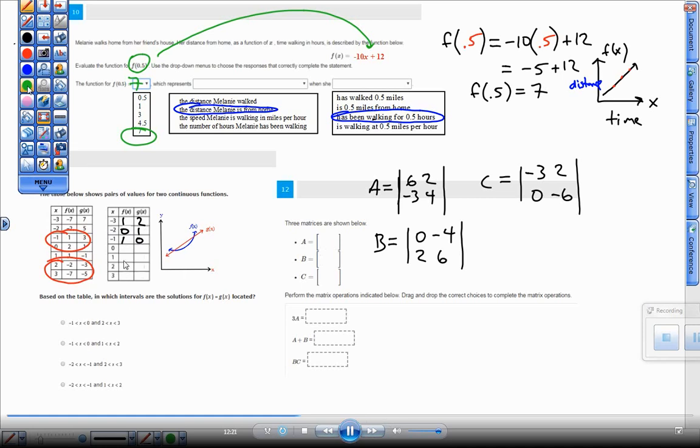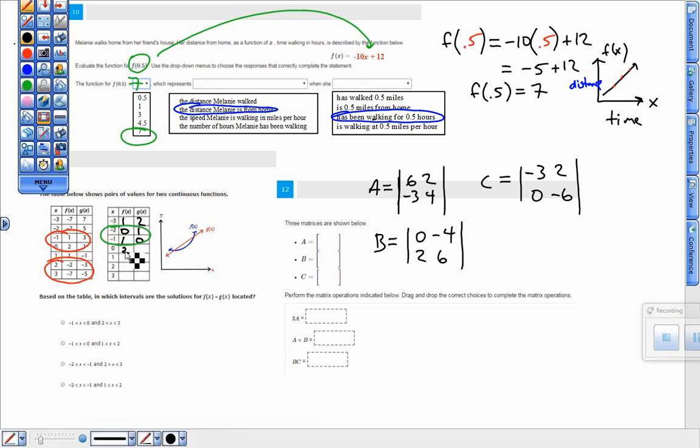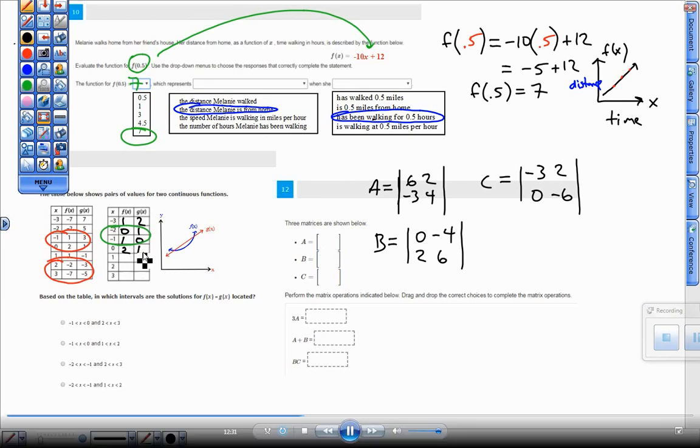F of x higher than g of x, hopefully. And again, that is the boundary. F of x is higher than the g of x number. Oh, and then switch right here. Now f of x is lower. And again, that boundary where it switches marks the boundary where they intersect.